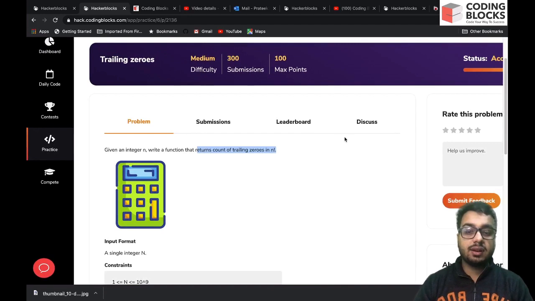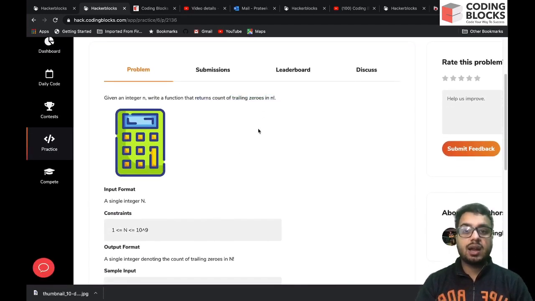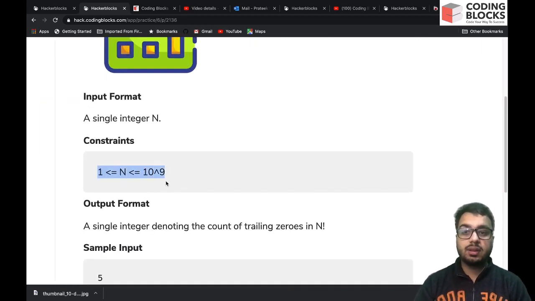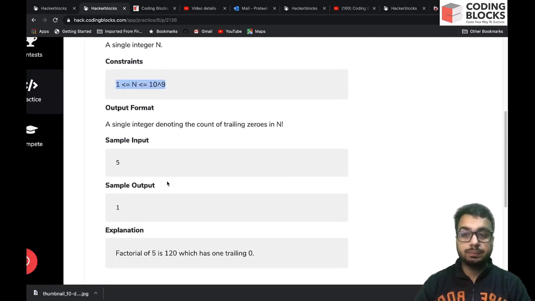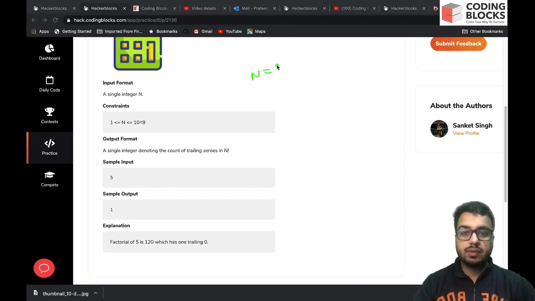But this is something a little tricky, because if n is a large number, then you cannot compute n factorial. Clearly you can see n is a very large number. It is of the order 10 raised to the power 9, which means n factorial can be very large. Okay, so let me show you a single input output. As you can see here, n is given as 5, and we know n factorial is 120, and it has a single trailing zero, so the output here is 1.